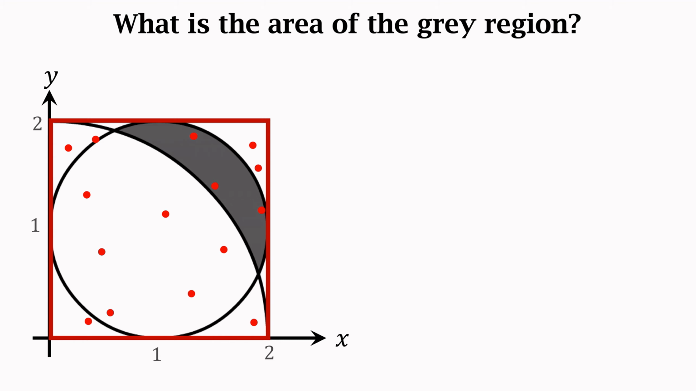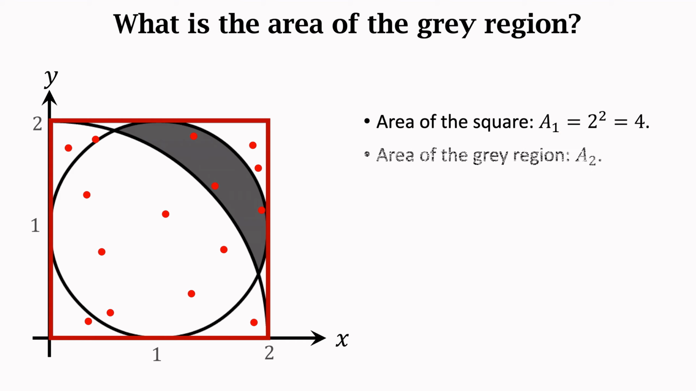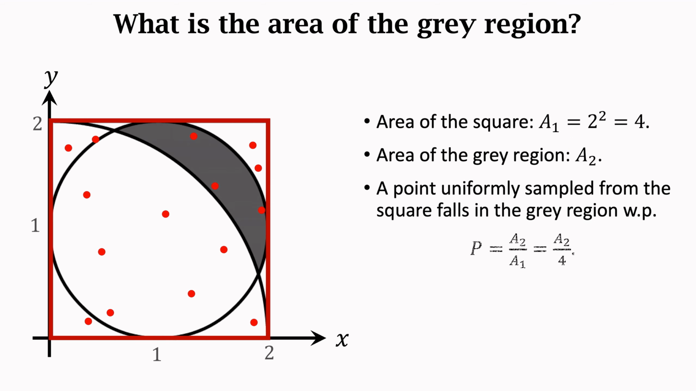Let's calculate the probability. The sides of the square have length of 2. So the area of the square is A₁ = 2² = 4. Denote the area of the gray region by A₂. A₂ is what we seek to find. A point uniformly sampled from the square falls inside the gray region with probability p = A₂/A₁ = A₂/4.